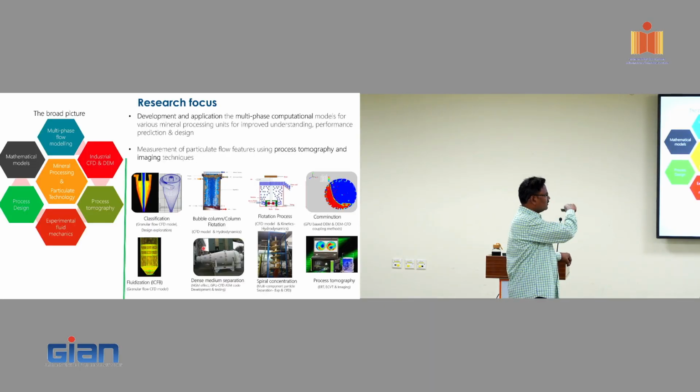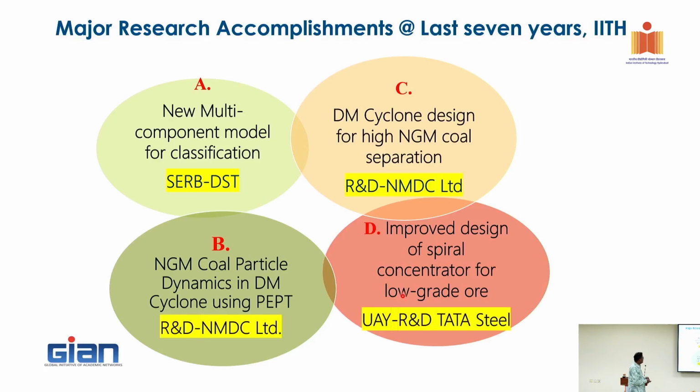So this is my research, what we do at IIT Hyderabad. We talk about a lot of things, but today's focus is this: the new multi-component classification model that we developed, based on the understanding of particle behavior in centrifugal separators such as the hydrocyclone, which is used after grinding to send the unground particles back into the mills and the ground particles on to separation. That's the first part.